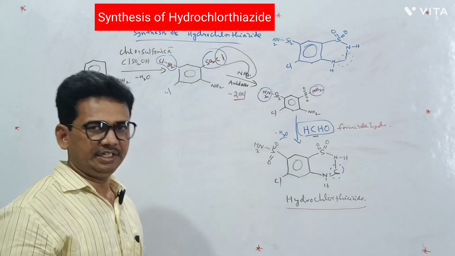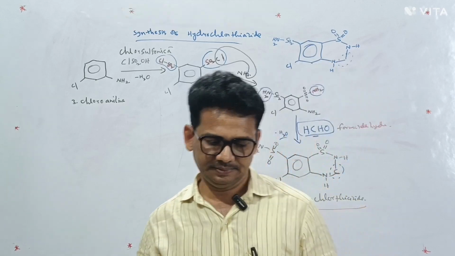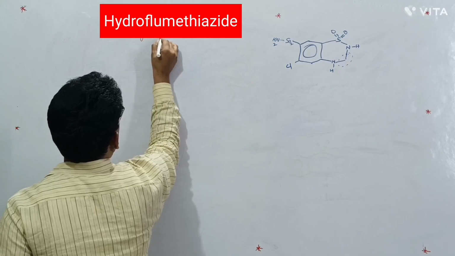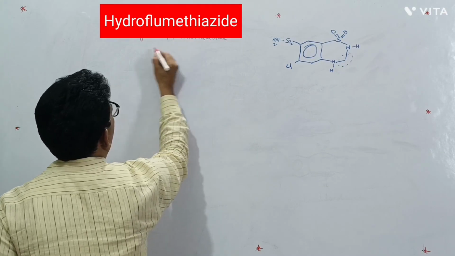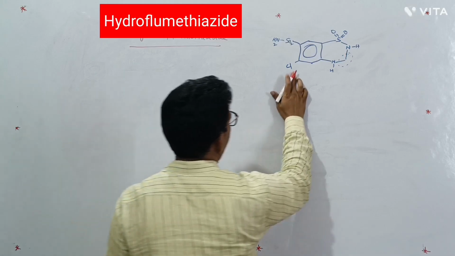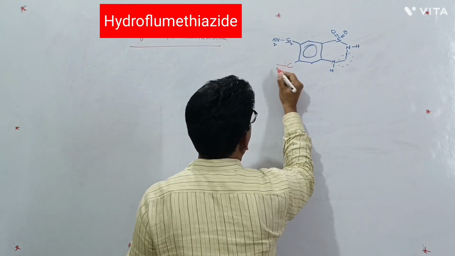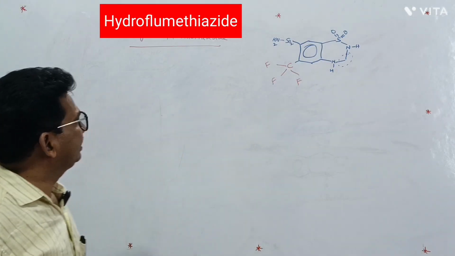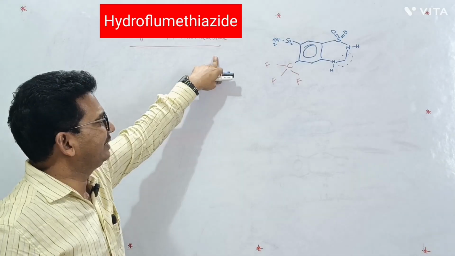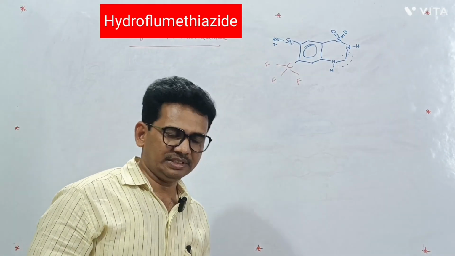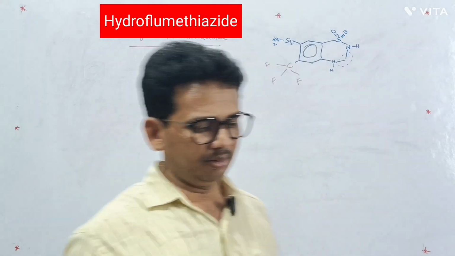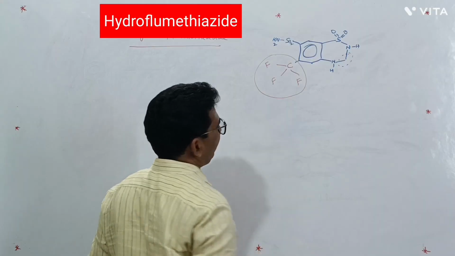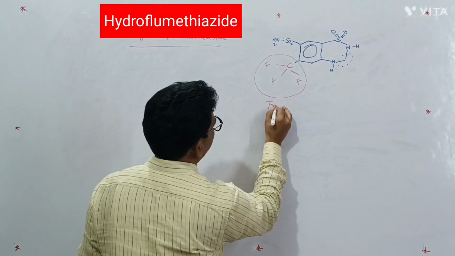Okay, hydrochlorothiazide is more potent than the chlorothiazide. One more drug in this case, hydroflumethiazide. Hydroflumethiazide. What is the difference it will have? Only the difference is there here. It is having the trifluoromethyl group. This is called what? Hydroflumethiazide. Okay, it is the derivative of the hydrochlorothiazide, but what is the difference? Instead of chloro group, it is having the trifluoromethyl group. What it is having?